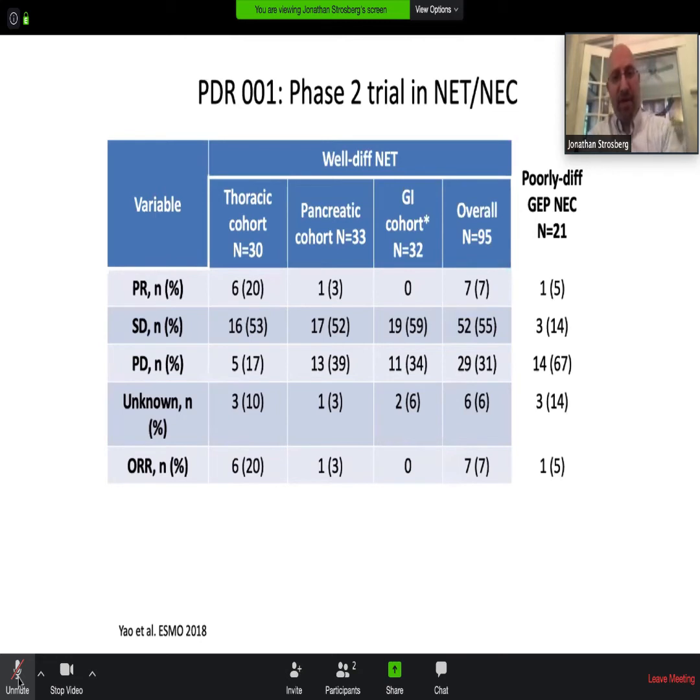There was another phase 2 study with a Novartis drug, PDR001, that looked at different groups of well-differentiated neuroendocrine tumors as well as poorly differentiated neuroendocrine carcinomas, and also showed relatively low response rates. Perhaps with one exception, there was a little bit of a higher response rate in the lung neuroendocrine tumors, the thoracic cohort. Not extremely high, but higher than what we saw in pancreatic or gastrointestinal neuroendocrine tumors.